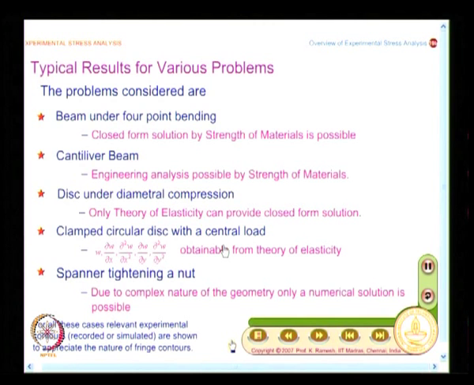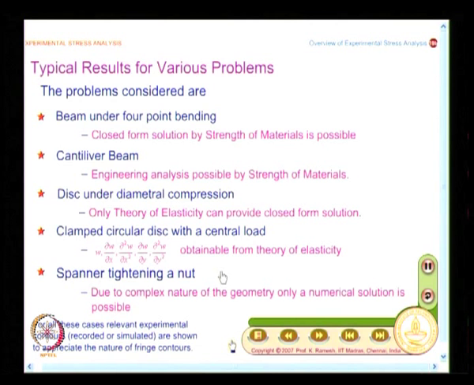And finally, we will go to the problem of spanner tightening a nut, and as I had told you earlier, due to complex nature of the geometry, only a numerical solution is possible for this problem, and that is what we are going to see.